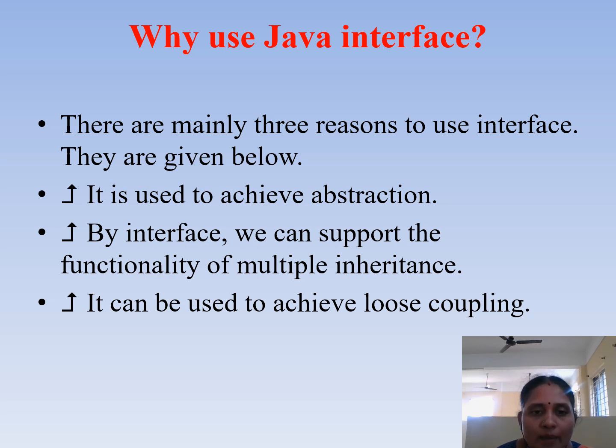And the second point, by interface, we can support the functionality of multiple inheritance. Through the interface, we can implement multiple inheritance. Multiple inheritance means two different superclasses are there, and from them we derive one child class. That property is called multiple inheritance. And also it can be used to achieve loose coupling. So the main advantage of interface is that we can achieve loose coupling.